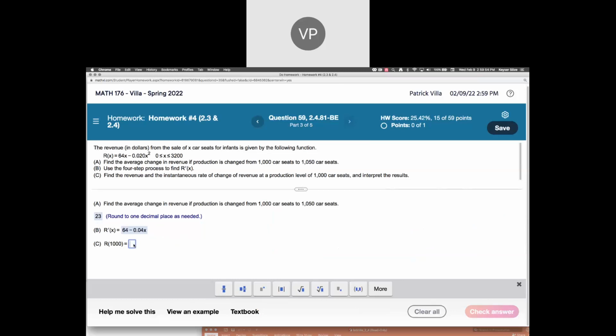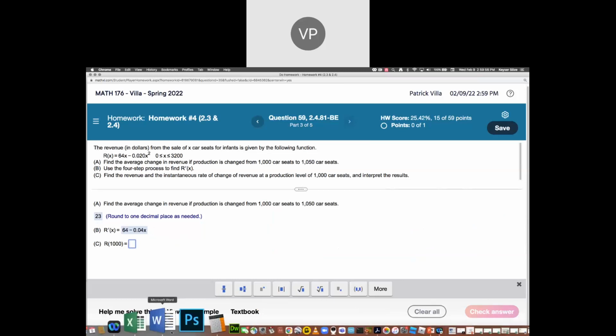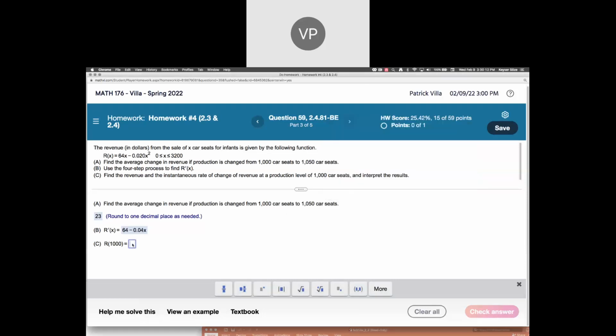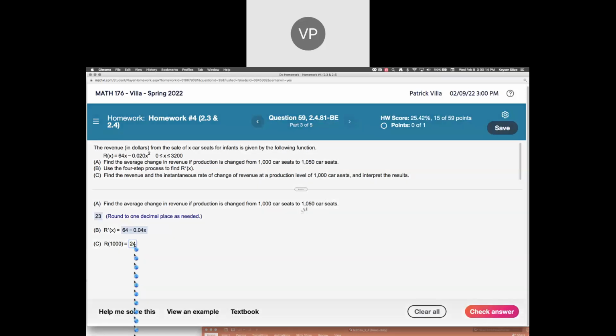All right, now we've got to plug in 1,000, and this should be a little bit easier because our function is a much smaller function. I just have to replace x with 1,000 and multiply it by 0.04. I'm looking right at the step we just did. And that's a negative, so I subtract that from 64, and I get a 24.